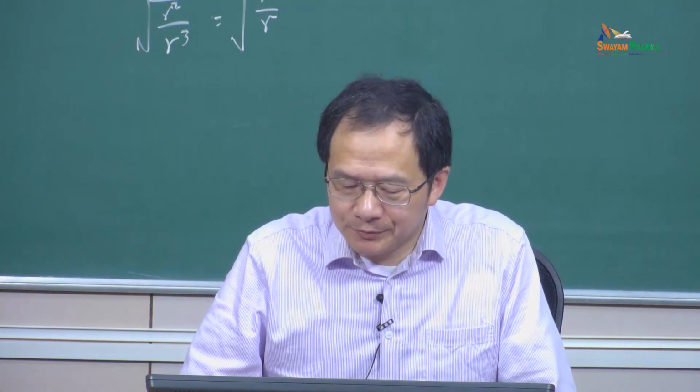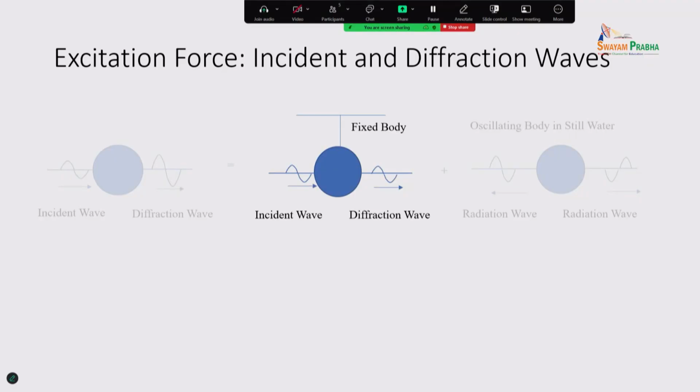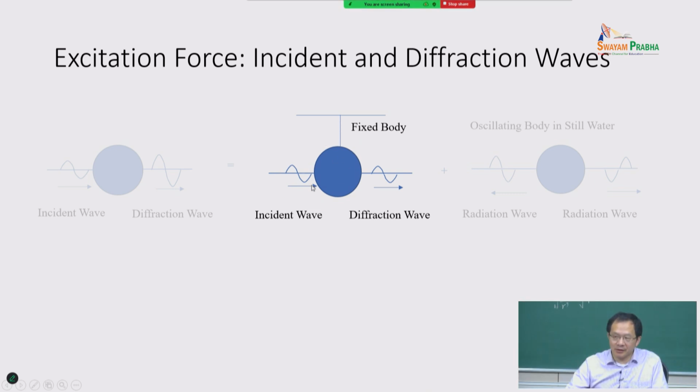Okay, so excitation force, what does that mean? Imagine you have a buoy that is fixed, and a wave comes in. We call this the incident wave. The wave comes in, and then some of the wave gets deflected. For example, you have another wave.